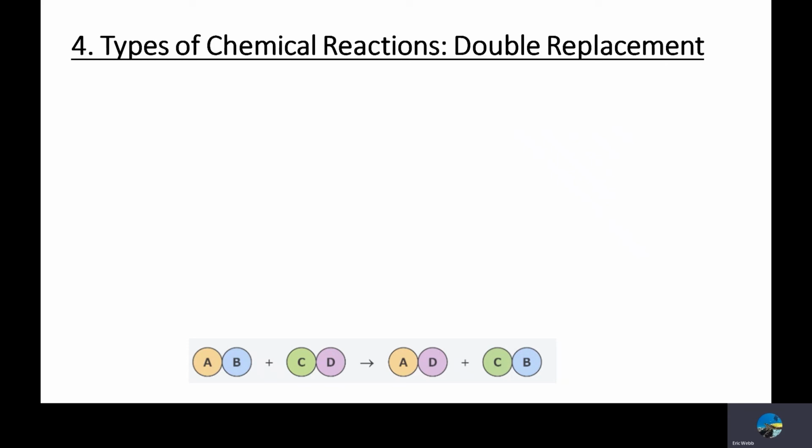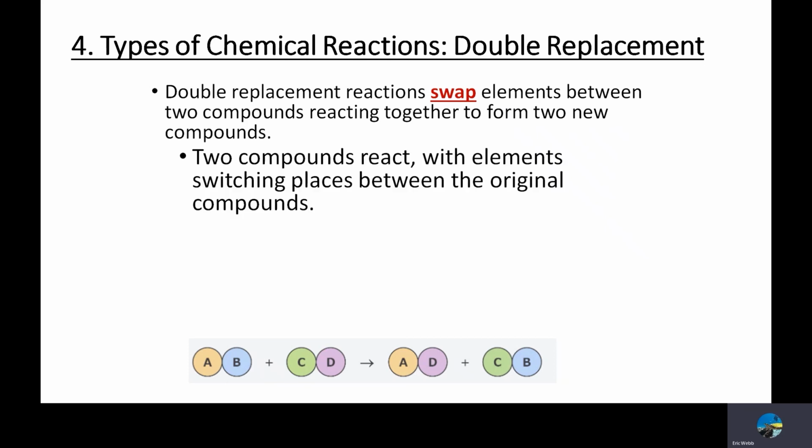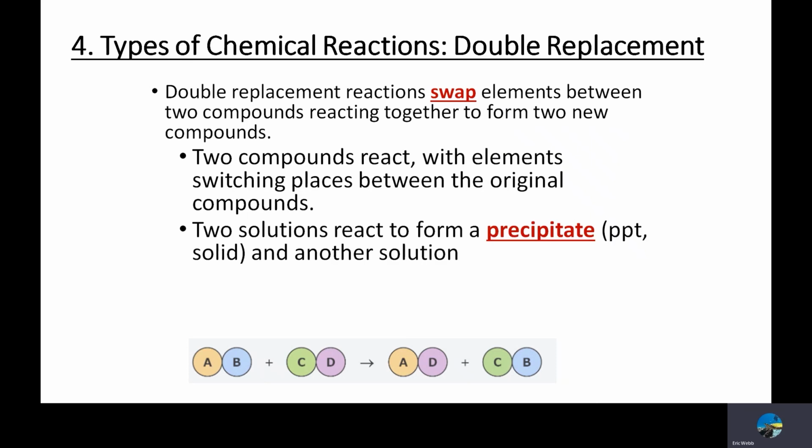Our last big type of chemical reaction is a double replacement reaction. Very similar to a single replacement, except this time we'll be dealing with two ionic compounds. So with our compounds, it's basically a swap of elements to form two new compounds. So two compounds will react together, and the elements are going to switch places. When this happens, one of those solutions will typically form a precipitate, and another will stay dissolved in water.